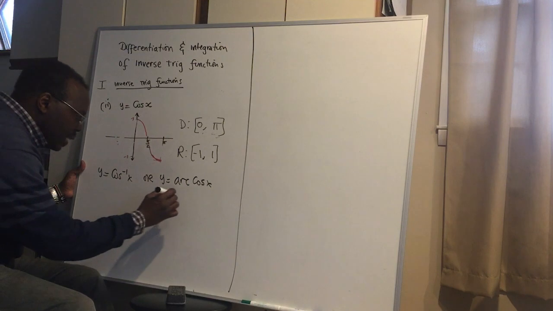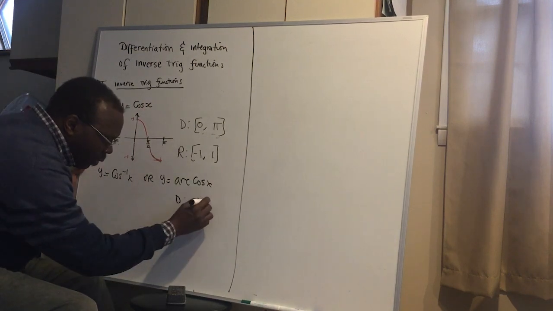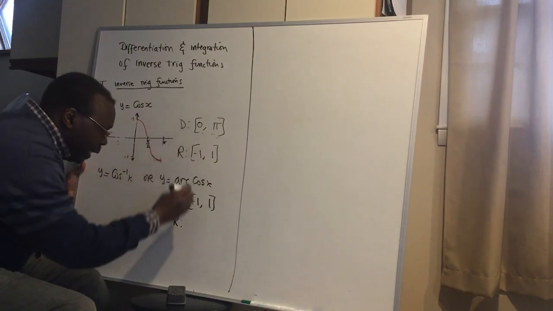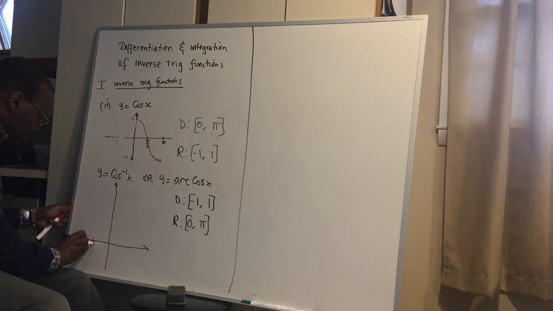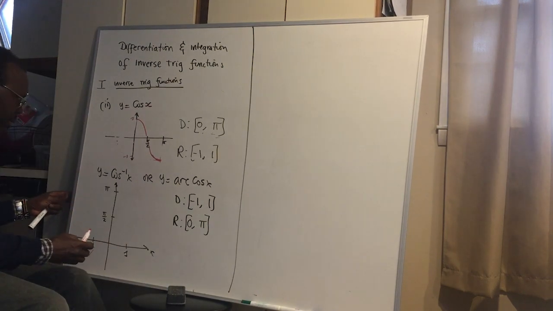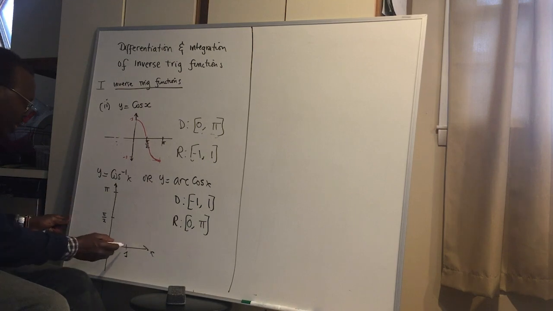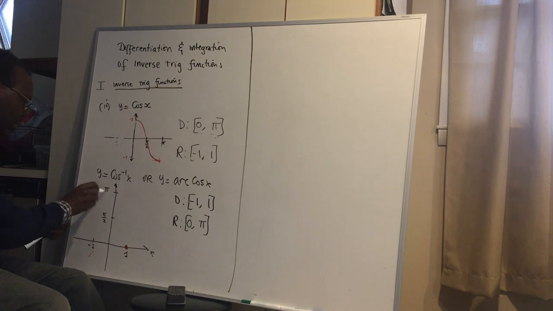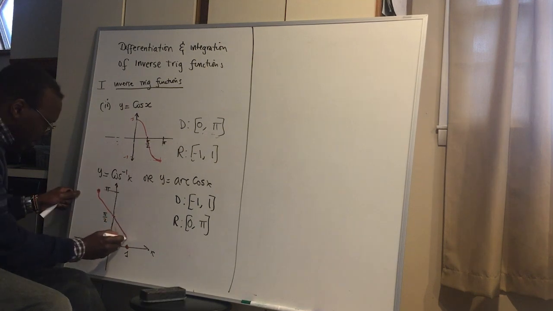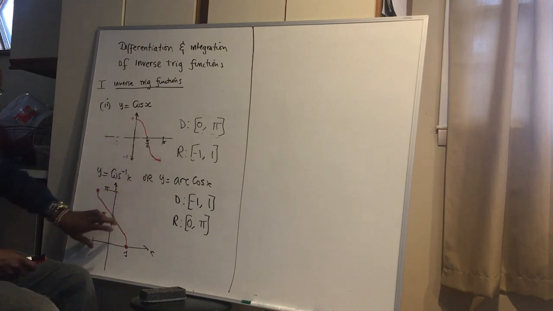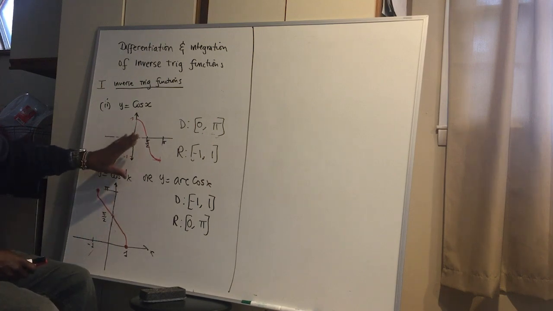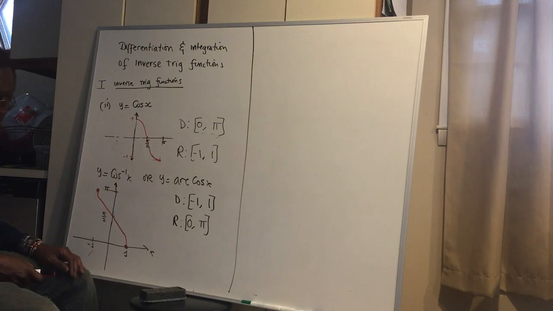The domain for this should be the range of cosine x, and the range should be the domain of cosine x. And the graph, negative 1, now we have 1, 0, negative 1, this. So if you look at these two graphs on the same plane, you find that they are reflections of each other across the line y is equal to x.